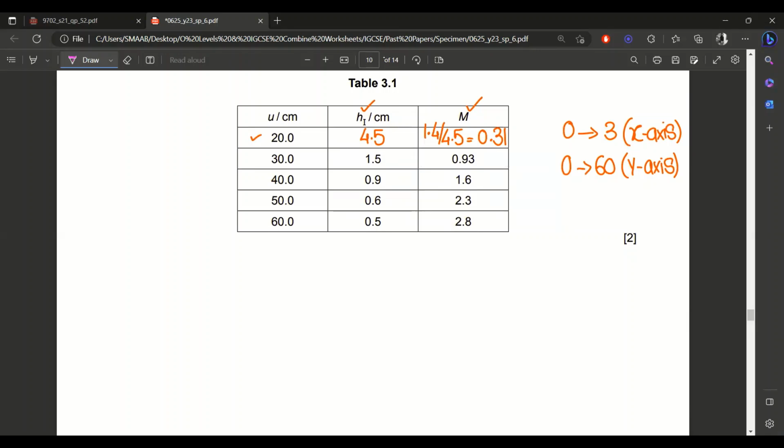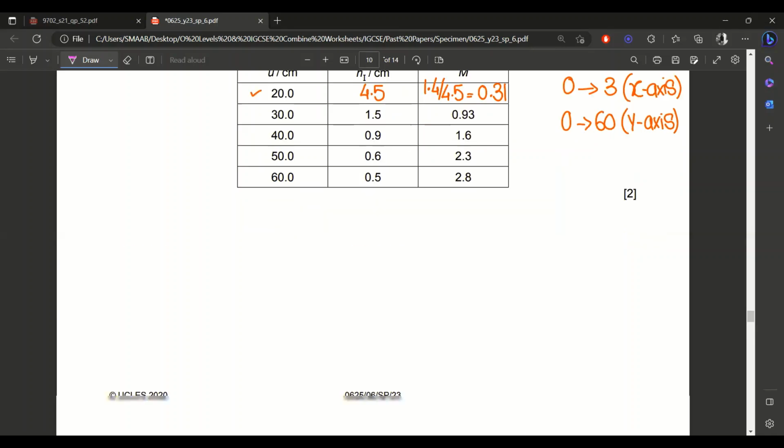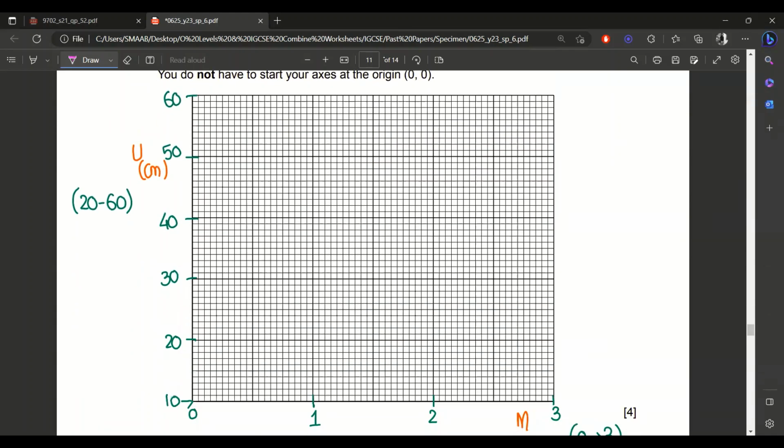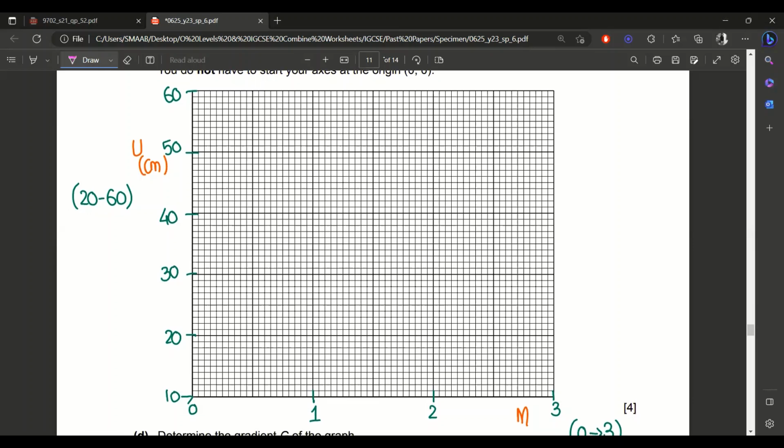First, I take a screenshot of this reading, otherwise we have to move again and again. So the first reading is we have U at 20 and M at 0.3. So first we need to find the 20. 20 is over here on the y-axis, and we have to find out 0.3. So where will 0.3 be?